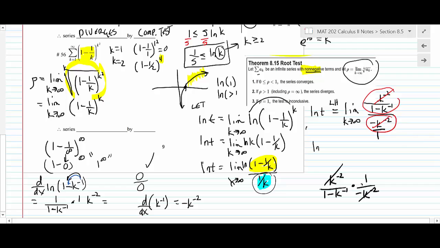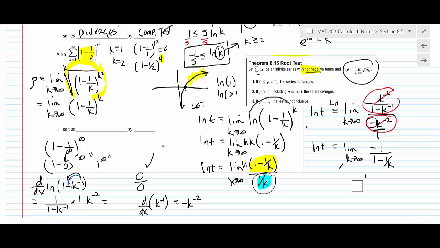So now what we're going to have is ln of t is equal to the limit as k goes to infinity of, and we're left with, I've got that negative there, so I'm just going to put that in the numerator, and I've got 1 minus k to the negative 1, so I'm going to write that as 1 minus 1 over k like that. So that's what I should end up having right there. Are you okay with what I've done so far? This is kind of a L'Hopital's Rule review. And you've got to be really careful about everything.